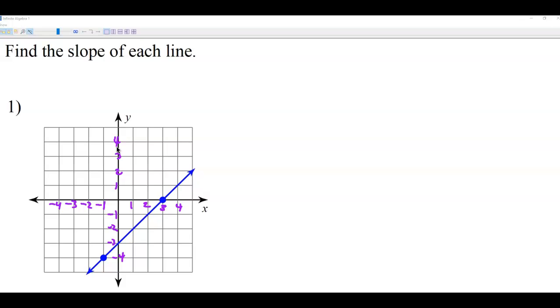-1, -3, and 0. Oh, that's a -1. What you always do is take away B, B take away. Okay, so this would be 4 to 0. If you switch it, it's going to be the same answer.